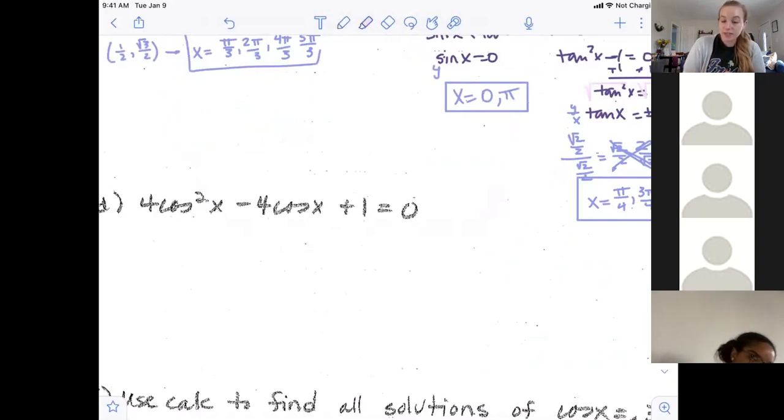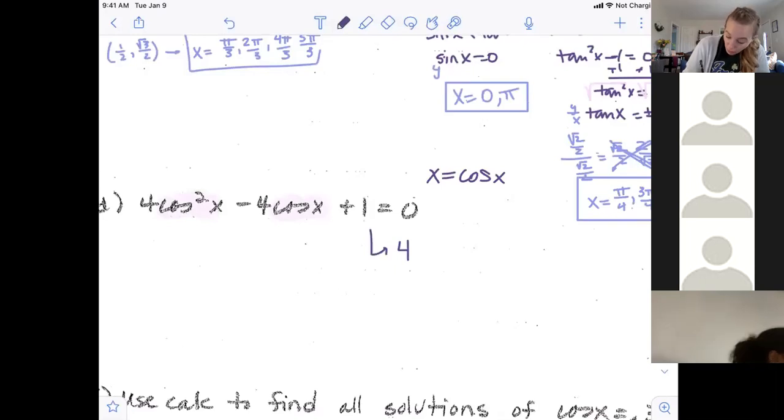I want to make it a little simpler. Let's replace cos x with x. So what if instead of writing cos x, I'm just going to write a normal x, and then I'll go back and replace it with cos x. Okay, that means that instead of being 4 cos squared x, it would be 4x squared. Instead of minus 4 cos x, it would be minus 4x, and then it would be plus 1 equals 0.